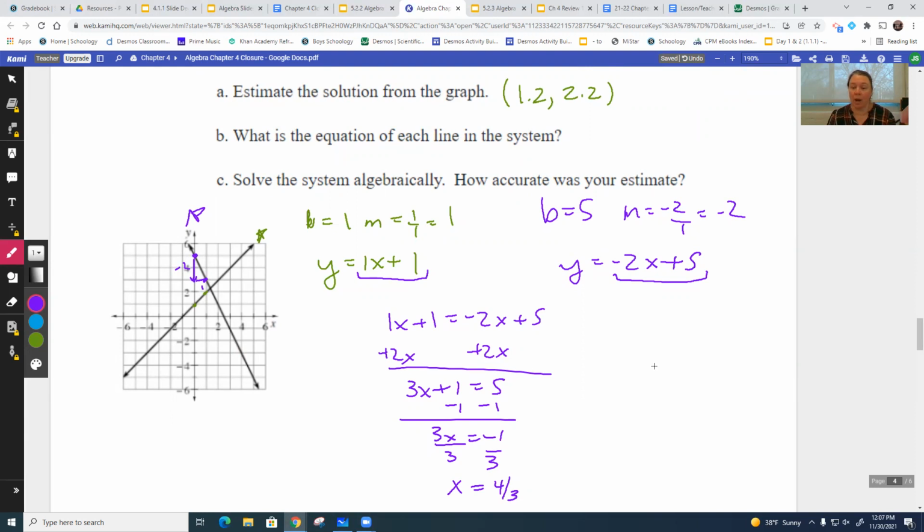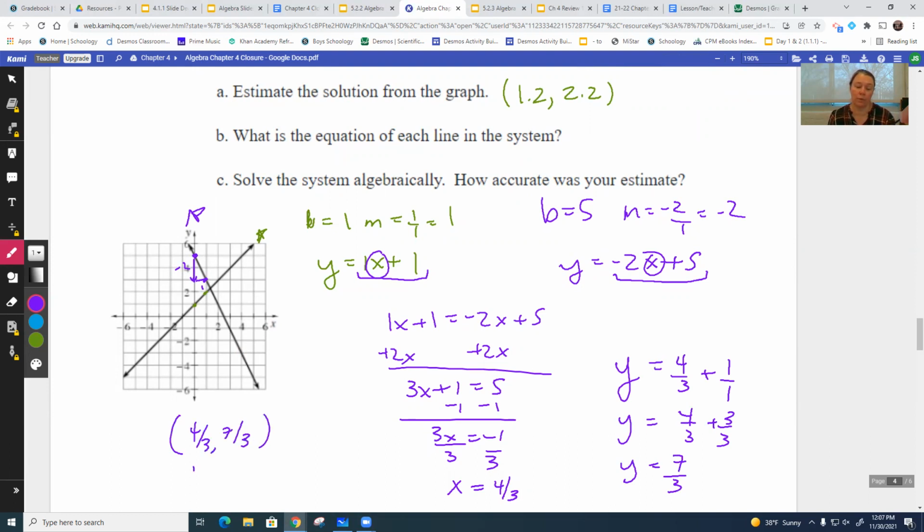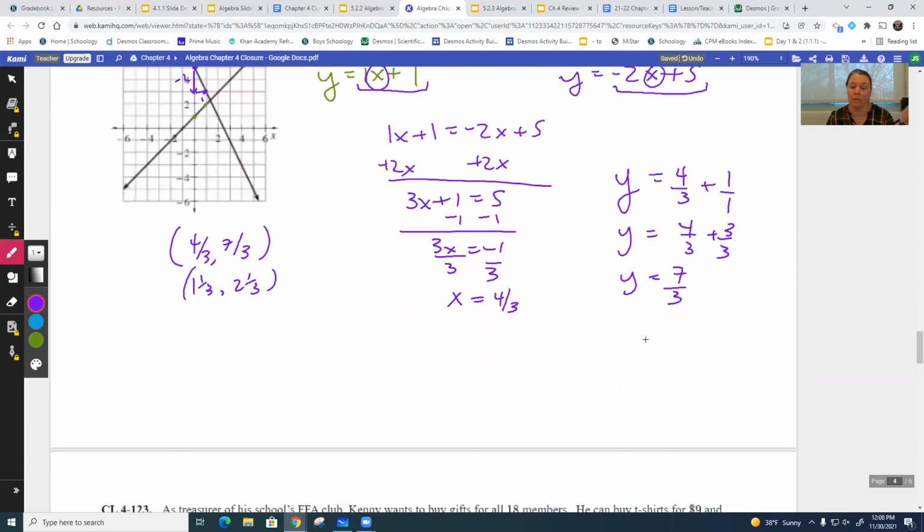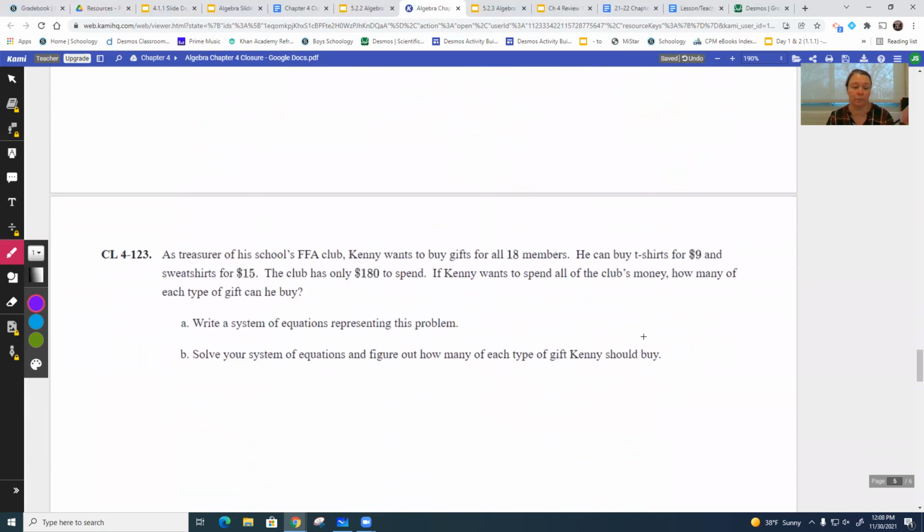All right, then I want to get my y value, and I can put that x value in here or here. I think I'm going to pick that first one. I'm going to do 4/3 plus 1. Okay, so I'm going to think of this as 1 over 1. My common denominator would be 3, so this would be 3 over 3. So I would get y equals 7/3. So I get a solution of 4/3, 7/3. So 1 1/3 and 2 1/3. So I was close-ish, but I was off. So that's why graphing isn't always the most accurate.